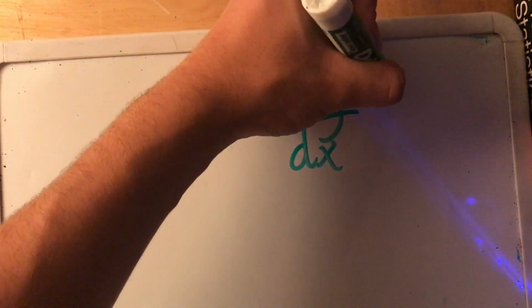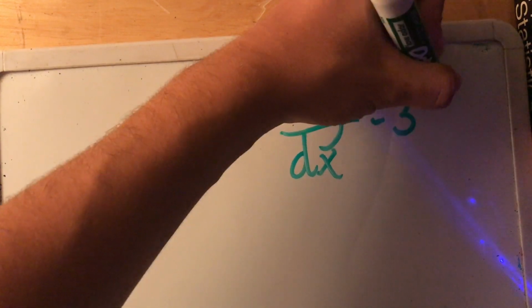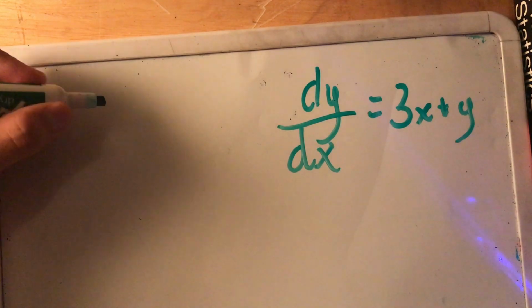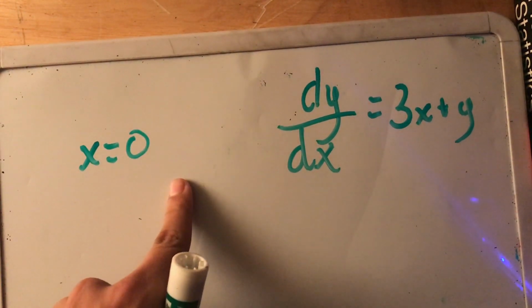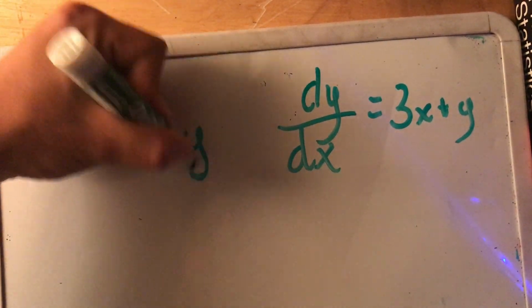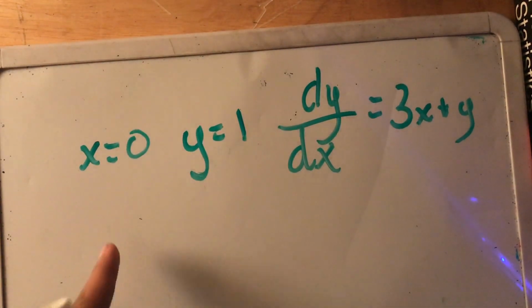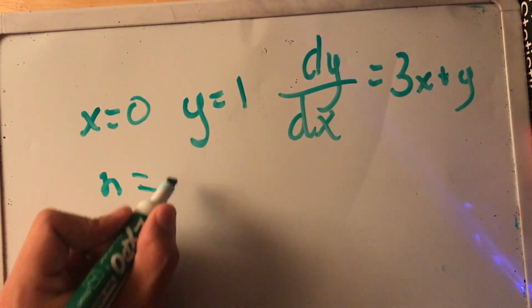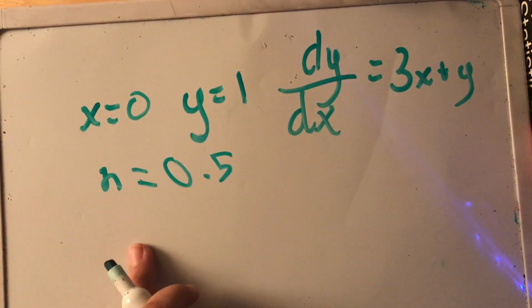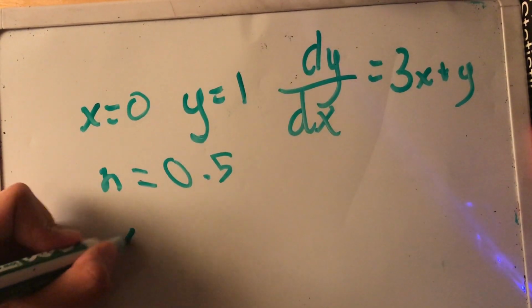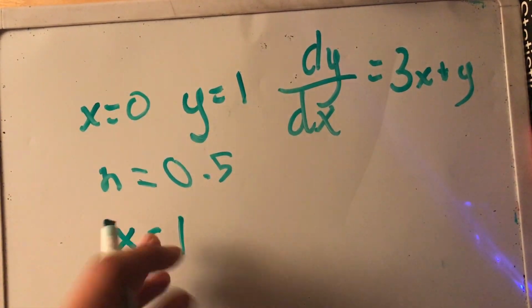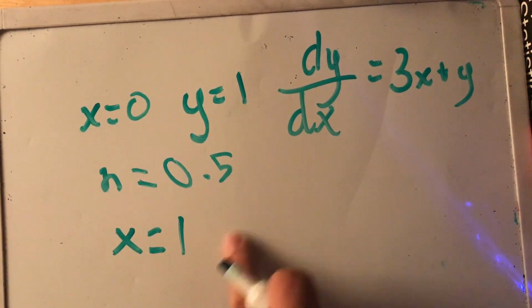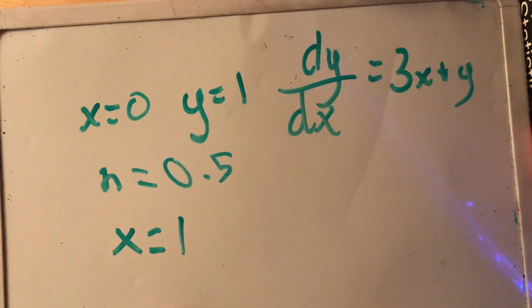So dy/dx is equal to, I don't know, something like 3x plus y, right? And then they'll say, we start at x equals 0, and at x equals 0, y equals 1, and we're going to have a step size of 0.5. Let's say we want to find the approximation for y when x is equal to 1. So that's two steps, because 0 plus 0.5 is 0.5, and 0.5 plus 0.5 is 1, so two steps of step size 0.5.